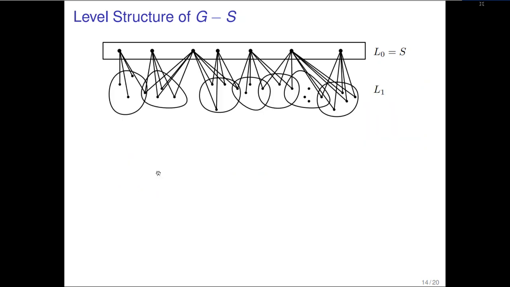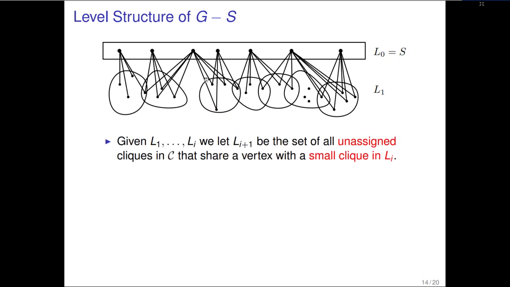So it looks something like this, and just note that there might be a clique that contains a vertex in the neighborhood of S and is not in L1, but it doesn't contain an edge in the neighborhood. Now, given the first i levels, we construct the (i plus 1)th level by taking all unassigned cliques, so all the cliques that are not in the first i levels, that have a vertex in common with some small clique in Li.